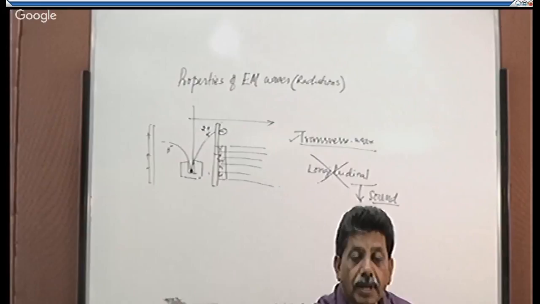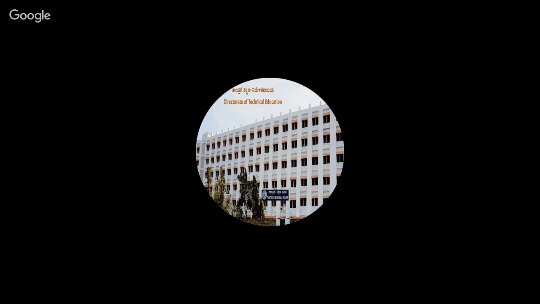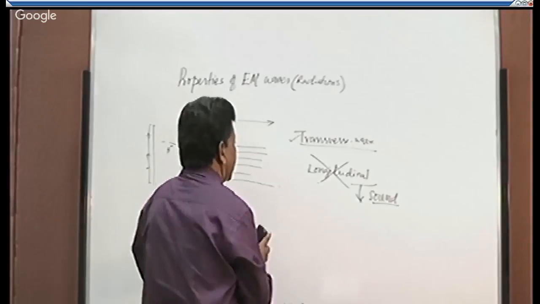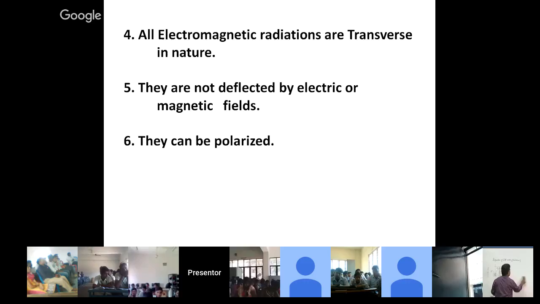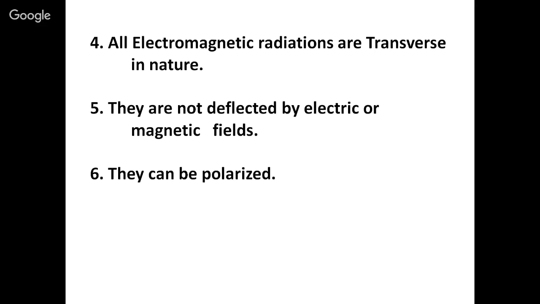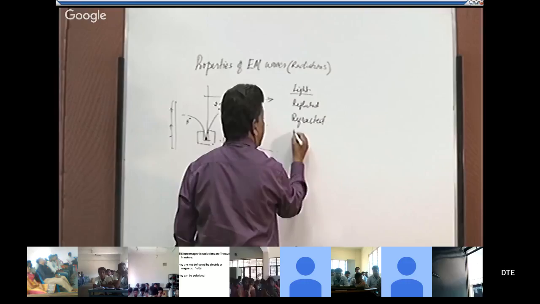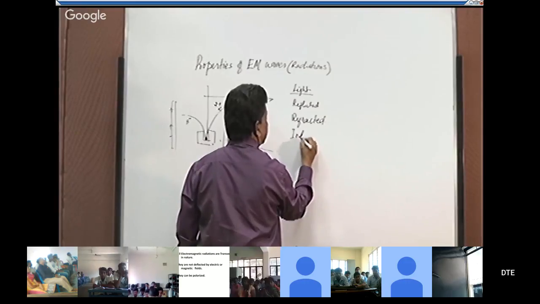There is a special property which is characterized only by transverse waves, which we call polarization. Properties like reflection, refraction, diffraction, polarization. There are so many properties. If you think of light, for example, light can be reflected, it can be refracted, it can undergo interference.